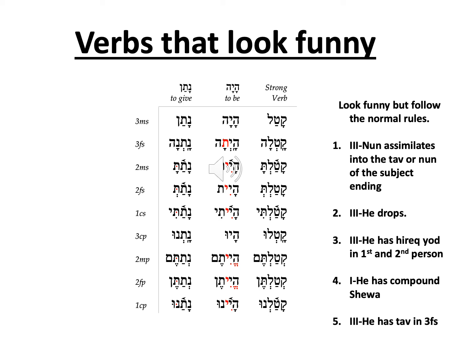In the second verb, haya, the hey on the end of the verb will drop. However, because it becomes a heroic yod, this verb looks funny because there is yod, yod. However, this is perfectly normal. A third he will have heroic yod in the first and second person. We also know that he is a guttural, so at the beginning of the word, he will have a compound schwa. In the 3fs, he will become a tav, just as we have already seen on the chart dealing with he. So again, these verbs look funny, but they follow the normal rules for weak verbs.